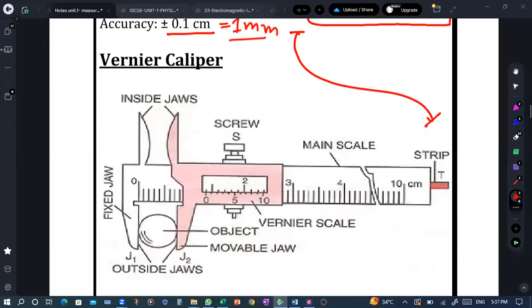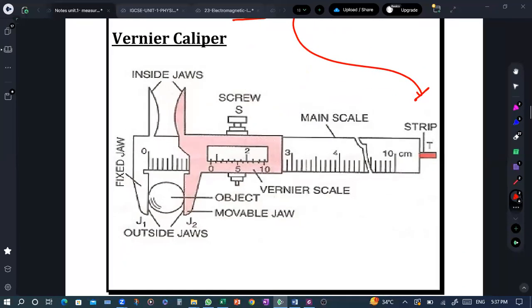Then we have Vernier caliper. Although this is not included in your syllabus, I wanted to show you this because Vernier caliper is one of the most important instruments for length measurement. Just to show you this instrument and how to handle it, basically it is in your A levels syllabus, but the only issue is it has three main parts: inside jaws, outside jaws, and a strip.